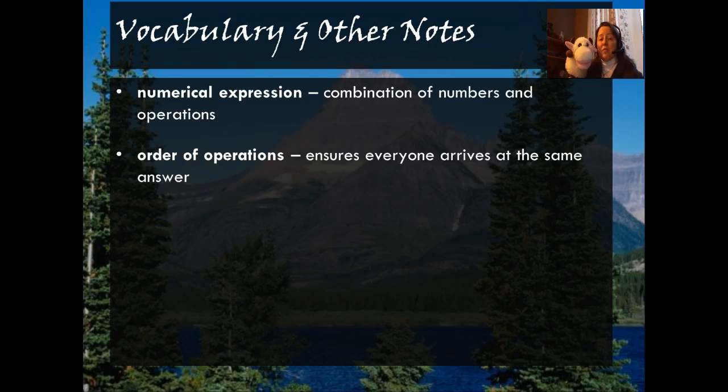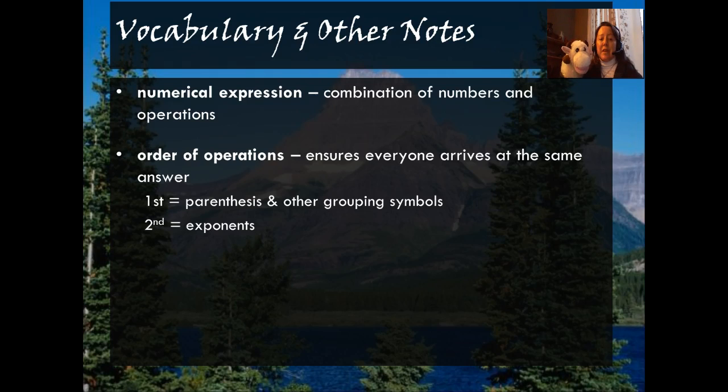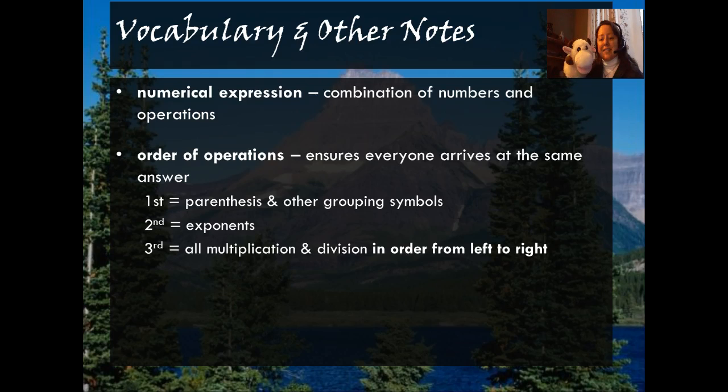To find the value of a numerical expression, we have to apply the order of operations. This ensures everyone arrives at the same answer. In other words, we can't just all do the problems in any order that we choose. There are specific rules. The first thing we're going to look for is parentheses and other grouping symbols. Other grouping symbols would be things like parentheses within parentheses, brackets, and absolute value symbols. Next, we are going to find the value of all exponents.